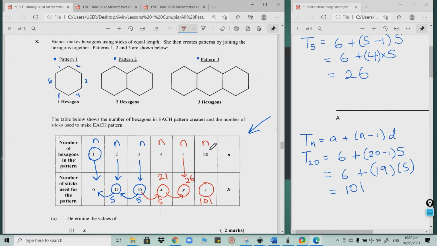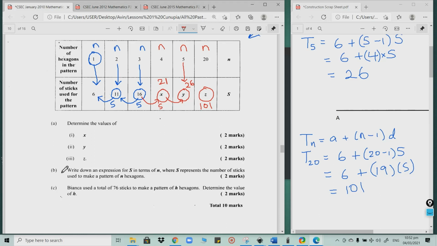So now in the next part of the question, in part B, where we found X, we found Y, and we found Z. We have it up here: 21, 26, and 101. Part B: write an expression S in terms of n, where S represents the number of sticks. Remember, Tn is equal to a plus n minus 1 multiplied by d. And all they're asking us to do is that instead of calling it Tn, they want us to call that S. Okay? A is how much? 6 plus n minus 1, and the common difference is 5.